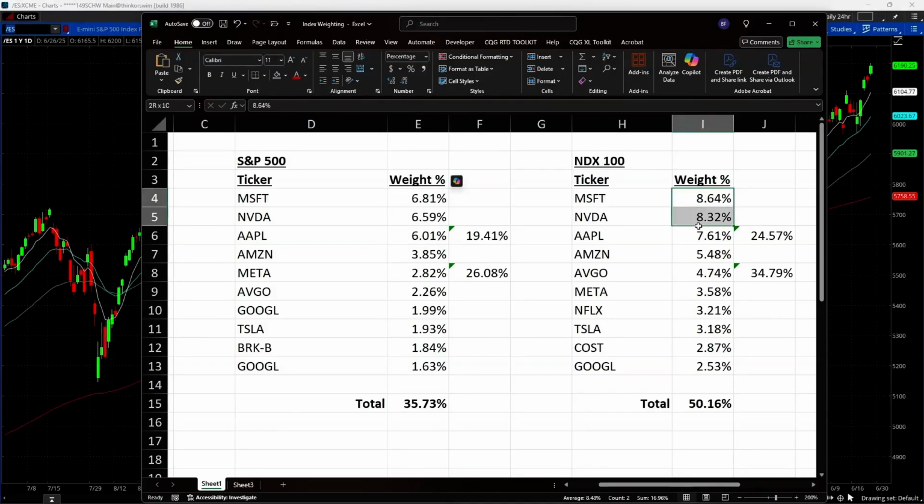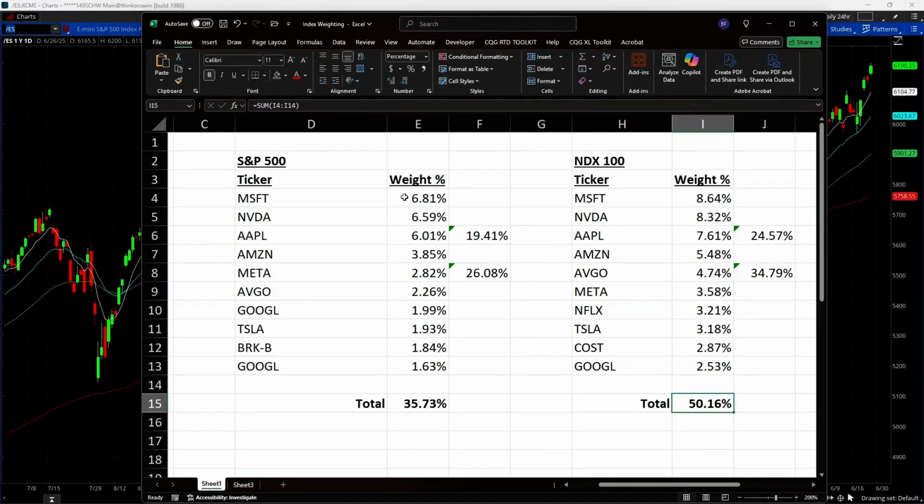In the NDX, the top 4 names are 30%, which means out of 100 names, the top 4 names represent 30% of that index. This is very, very powerful information. You'll also notice the top 10 in the NDX represent 50% of that index. Let me repeat that. Out of 100 names, the top 10 represent 50% of that index. So these 10 names are what's moving the index around.